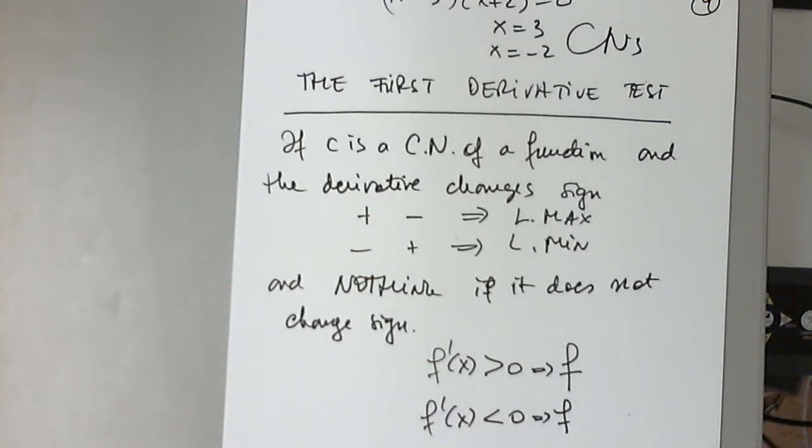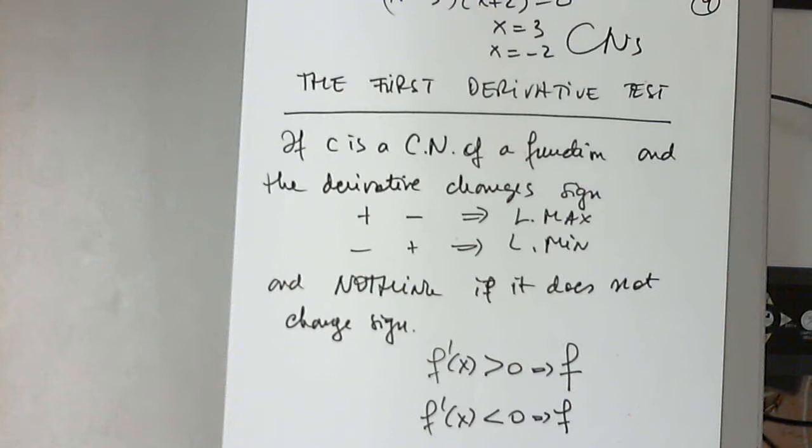Okay, so if C is a critical number of a function and the derivative changes sign like we did, we already talked about that last week, from positive to negative, that results in the local max. From negative to positive, that results in a local min. And if it does not change sign, that is not a local max or local min.